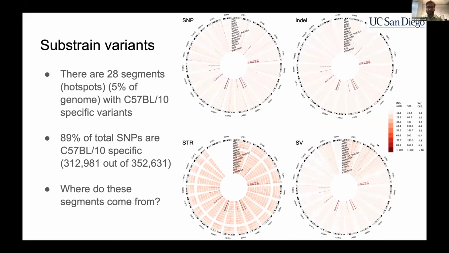If we segregate each variation type among different substrains, we saw that these variations actually come from B10 substrains, and all of them are common between these 5 B10 substrains. They consist of 28 segments, which comprise only 5% of the genome and are common in B10 substrains. And interestingly, about 90% of total SNPs were actually B10 specific. So the question was, where do these segments come from?